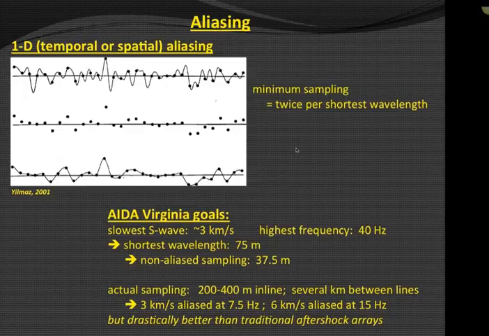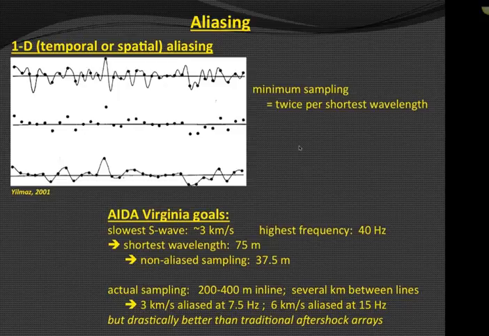And in Virginia, one of our goals was to record the body waves of the earthquakes, and therefore our slowest S waves that we were hoping for were somewhere around 3 kilometers per second, and our highest frequency that we were recording was about 40 hertz. In principle, we should have had a non-aliased sampling at about 37 meter spacing. What we were able to do in reality was more like 200 to 400 meters in line along some roads and several kilometers between the roads.